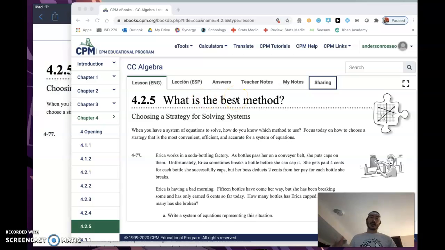So today we're going to kind of rehearse all of our methods. We're going to talk about how each one's possible, and we're also going to talk about when each one might surface as the easiest method and really offer the best opportunity for solving. And we'll start with problem 4-77 here.